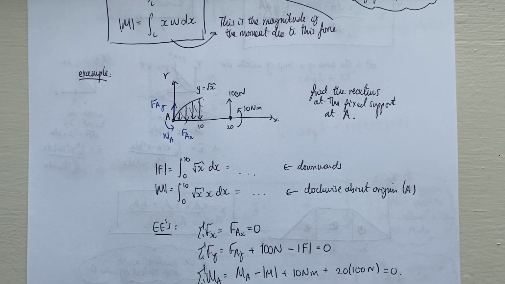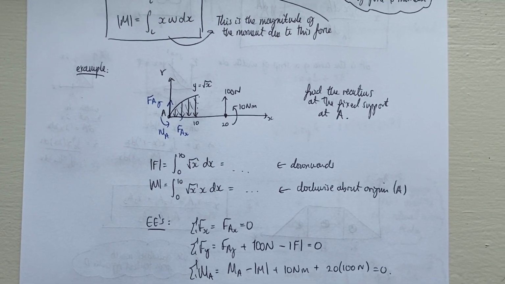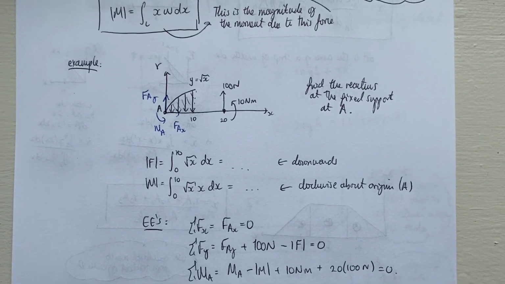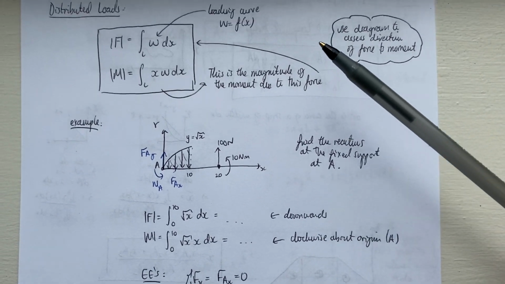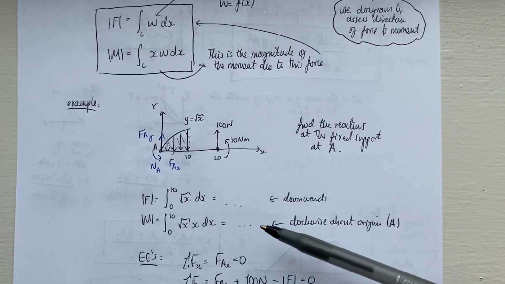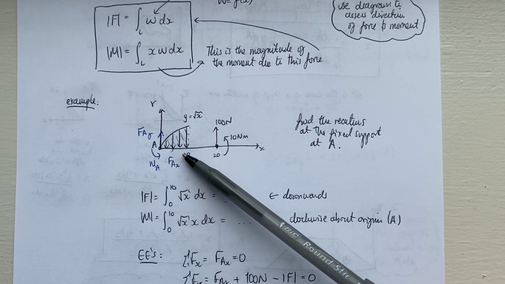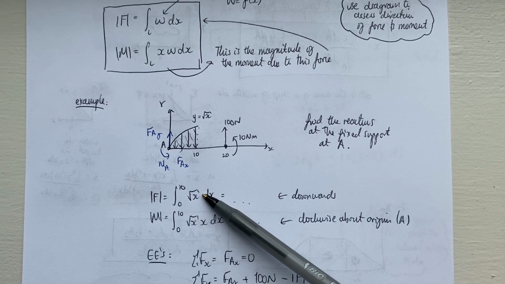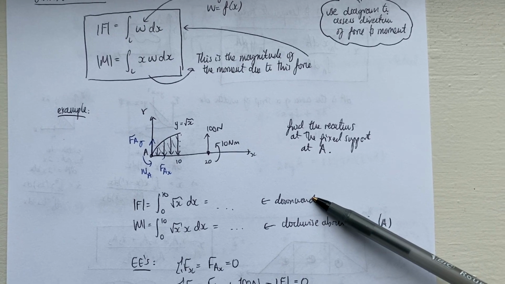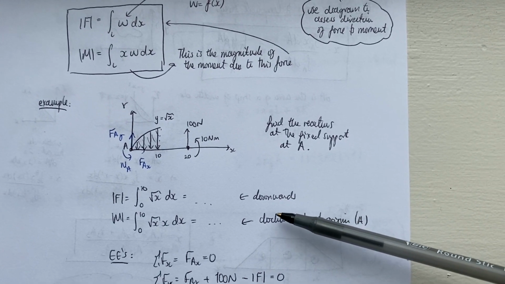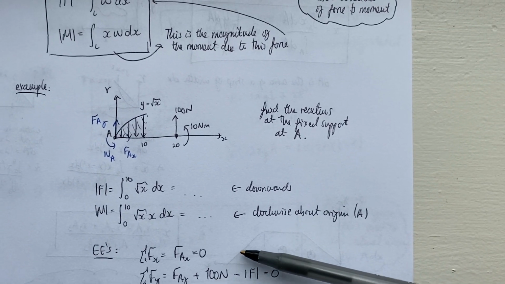So to find the reactions at the fixed support at A, the first thing we need to do is find the magnitude of the force created by the distributed load. And we do that by using these formulae, right? So in this case, we integrate the loading curve, which is root x, between 0 and 10 to get the magnitude of the force. Now the arrows are pointing downwards, so that tells us it's going to be a force in the negative y direction when we come to apply our equilibrium equations.